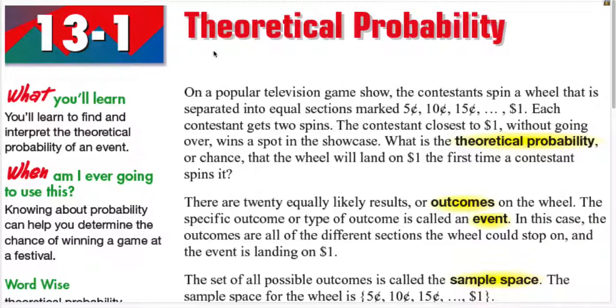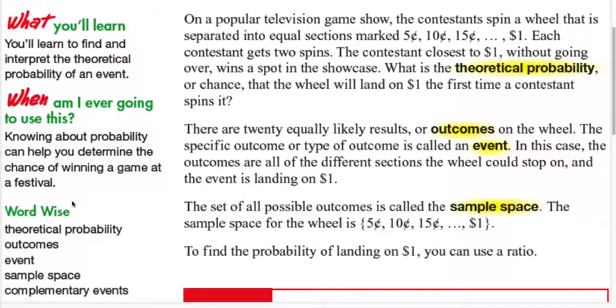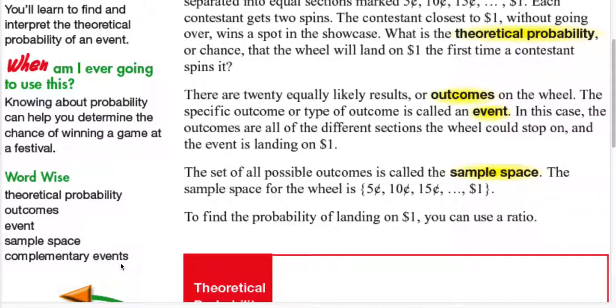Lesson 13-1, Theoretical Probability. In this lesson you learn to find and interpret theoretical probability of an event. And when are you ever going to use this? Knowing about probability can help you determine the chance of winning a game at a festival. So the words that we will learn in this lesson are: theoretical probability, outcomes, event, sample space, complementary events.